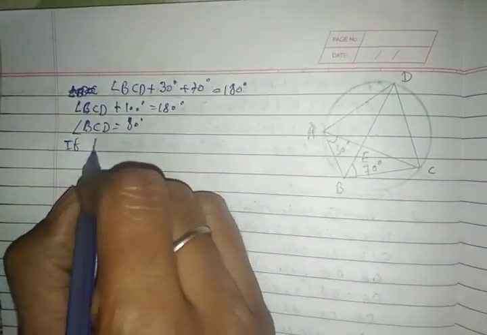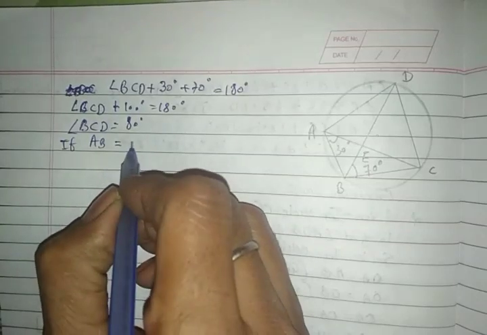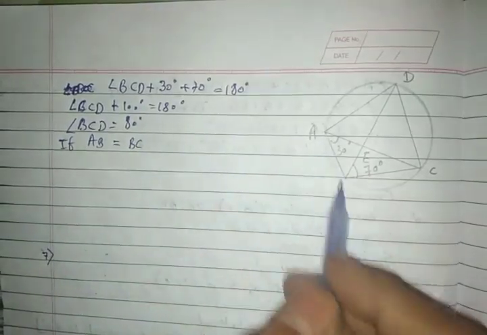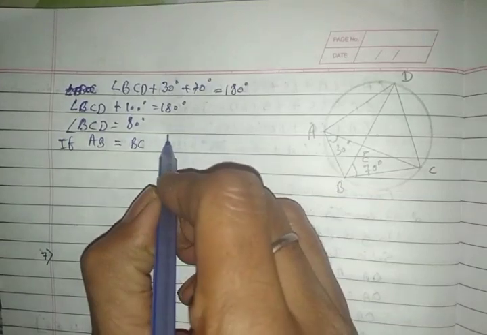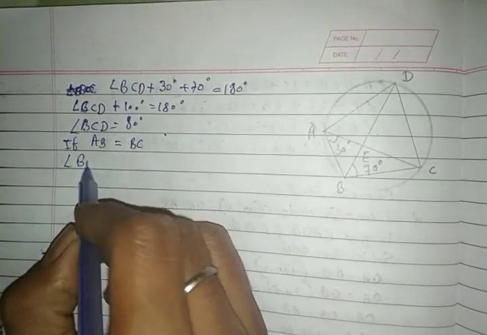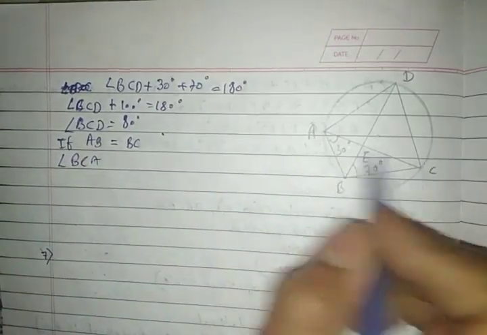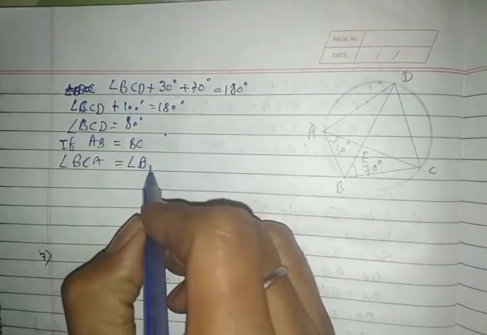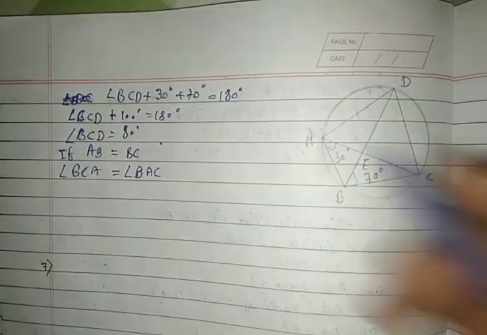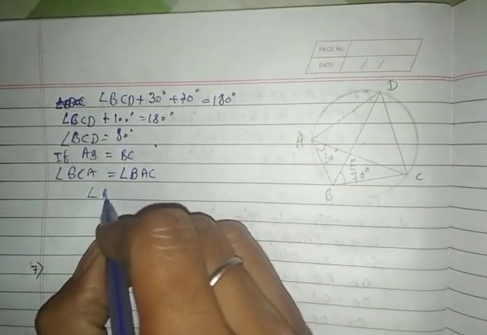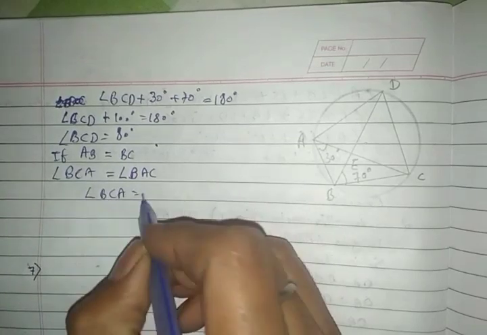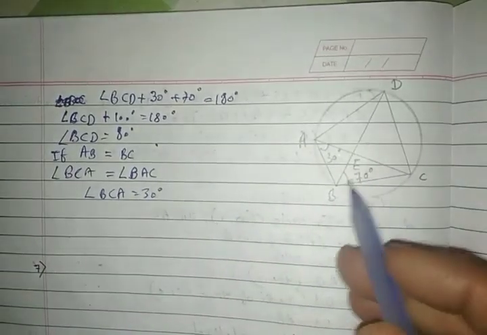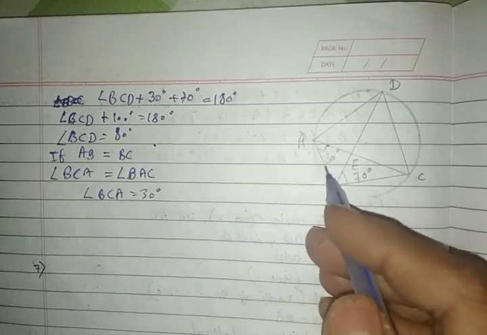Now if AB is equal to BC, then angle BCA will be equal to angle BAC. So we can say that angle BCA is equal to 30 degrees. BCA will also be equal to 30 degrees.